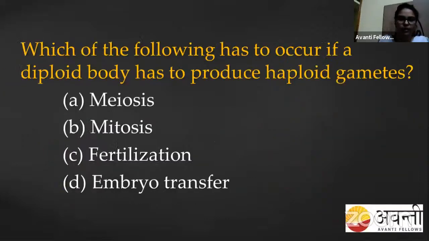So let's move ahead. Which of the following has to occur if a diploid body has to produce haploid gametes? Okay, so the options are meiosis, mitosis, fertilization, embryo transfer. Okay, so I'm launching a poll for this question. I'm waiting for your answers. Please answer in the poll.